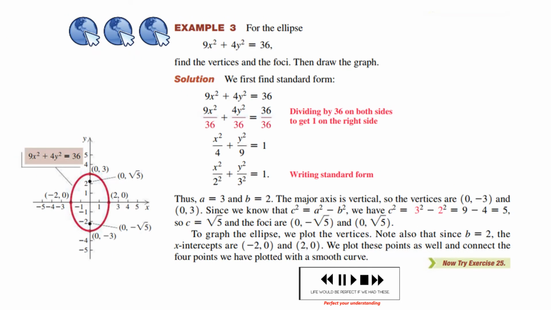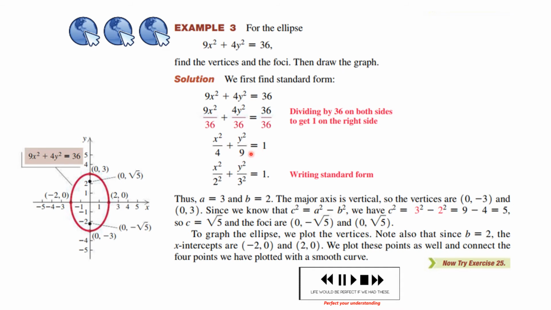Here is another ellipse, and you want to find the vertices and the foci and draw the graph. So when we put it in standard form, you see we had to have a 1 over here, so we divide all the way through by 36. So we get x squared over 4 plus y squared over 9 is equal to 1.